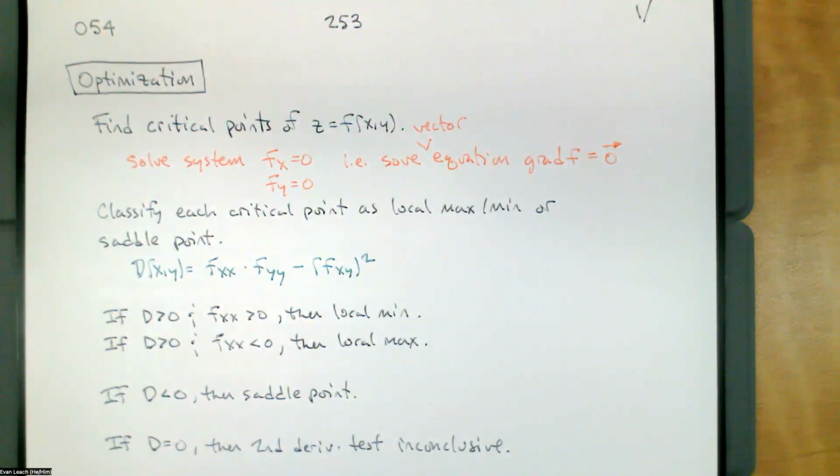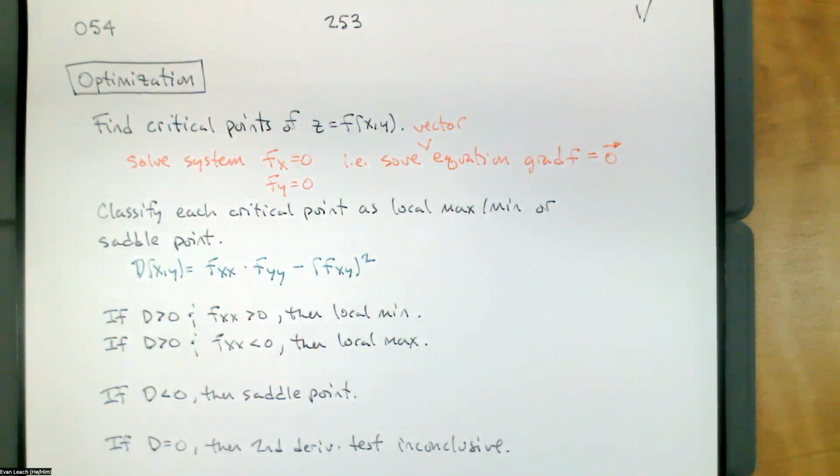Next, we want to classify each critical point as a local maximum, a local minimum, or a saddle point. In the single variable times, we had multiple ways to do this. One of the ways was to look at the concavity with the second derivative. Take the second derivative, plug in the critical points. If the second derivative was positive, then we have a local minimum. If the second derivative was negative, then we have a local maximum. If the second derivative was also equal to 0, then we're in kind of fishy territory.